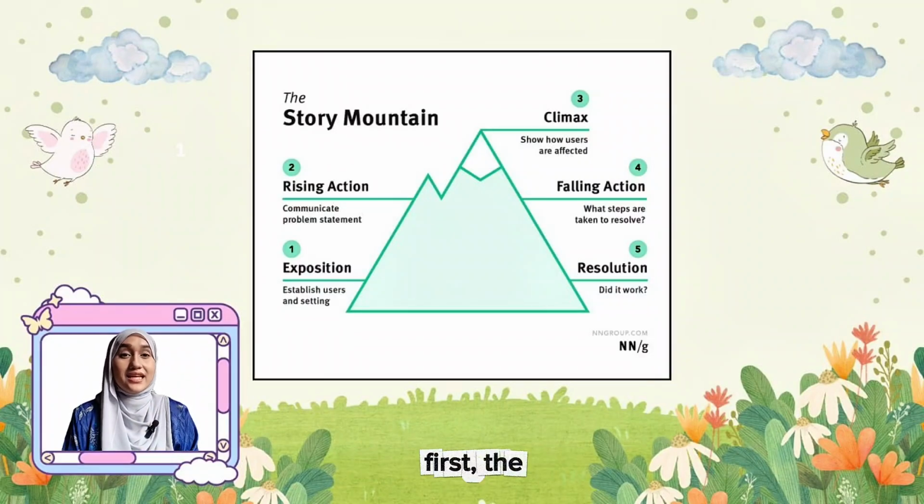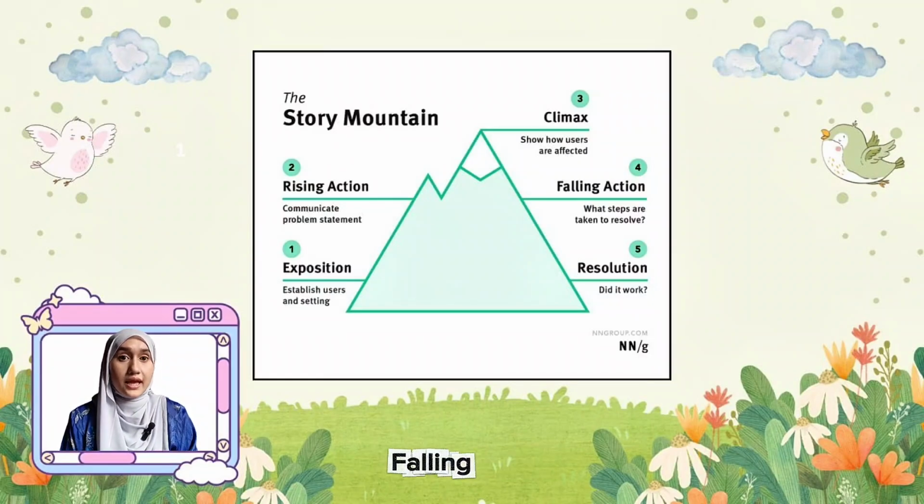First, the exposition. I use a flashback to show the family arriving at the park. Second, the rising action. I showed the kite flying high to build happy feelings. Third, the climax. This is the big problem in the tree.